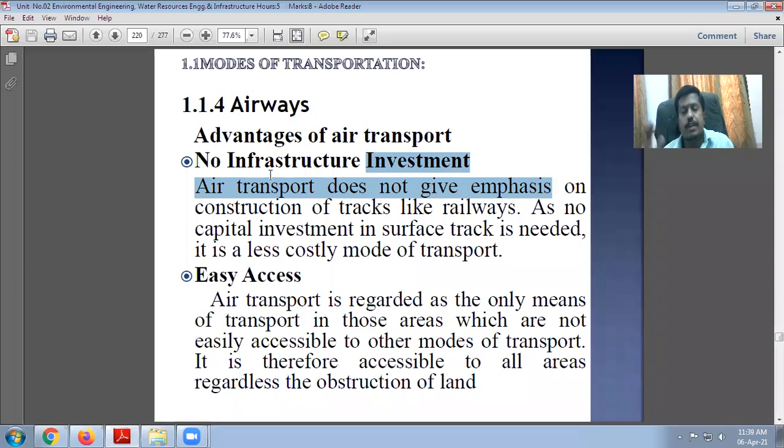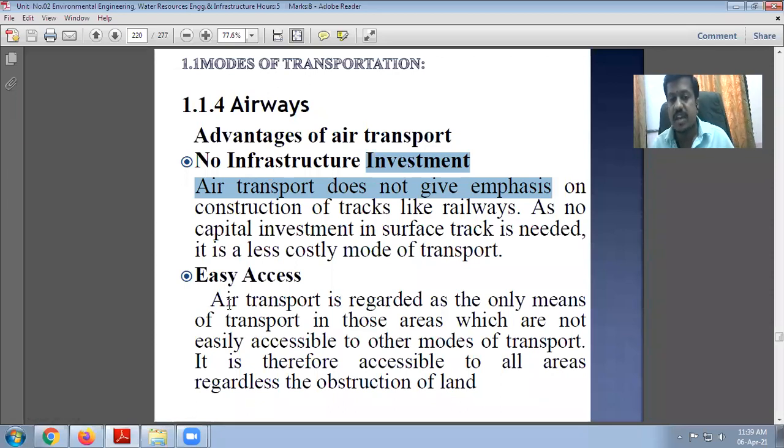Like roadways, we require tracks. It may be a bituminous road or it may be a concrete road. Railways, we require railway tracks, correct? We have to start laying that railway tracks at the different places. But as far as air transport is considered, similar to the water, nothing we require. What we require is just the terminal building of the airport, and runways. Only these things we require.